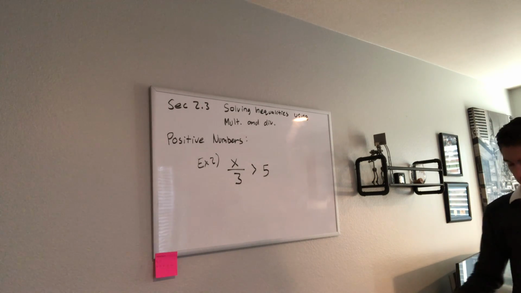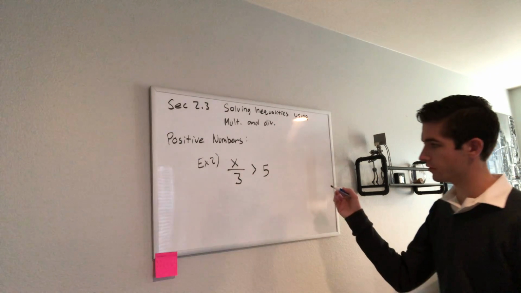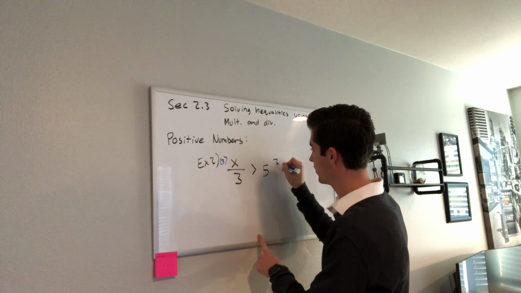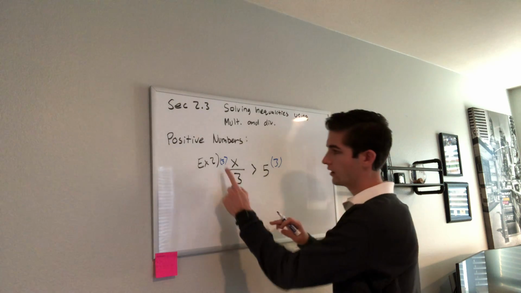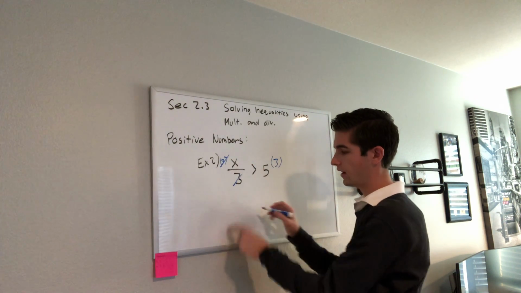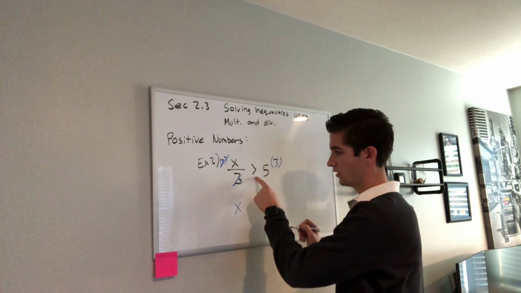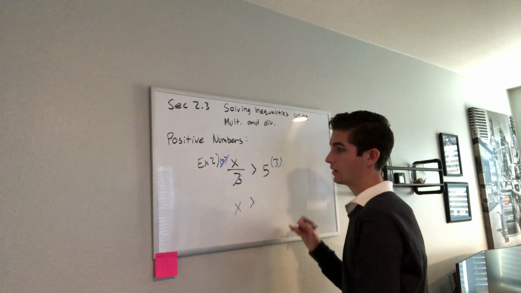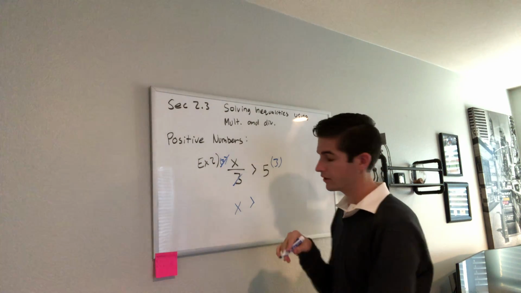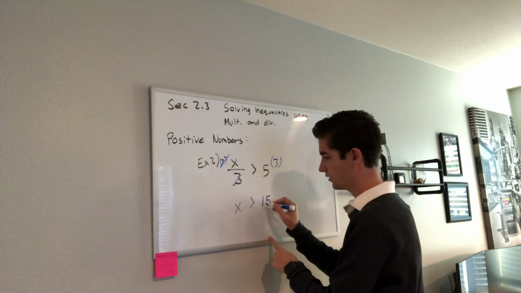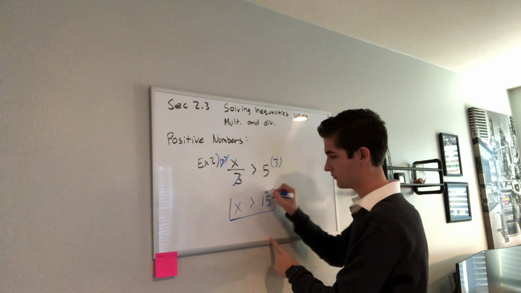So how do we isolate our x? We have to multiply 3 to both sides. We're going to multiply by 3. This 3 and this 3 are going to cancel out, leaving us with x. Drop down our inequality because we are multiplying by a positive number. And then 5 times 3 is 15. This is in graphing form.